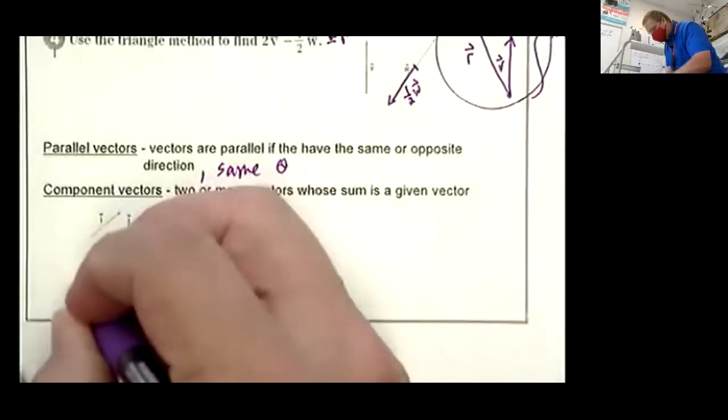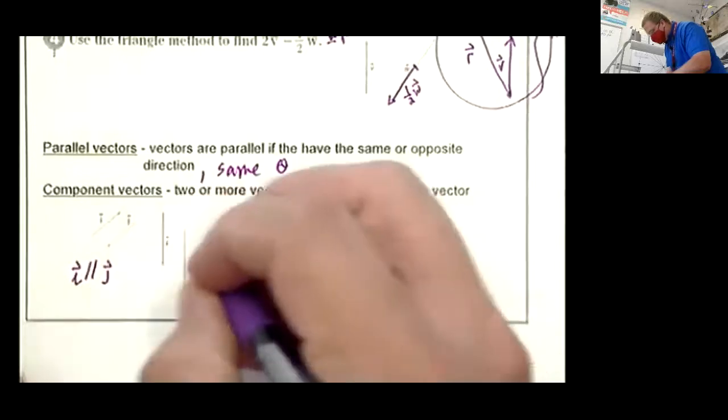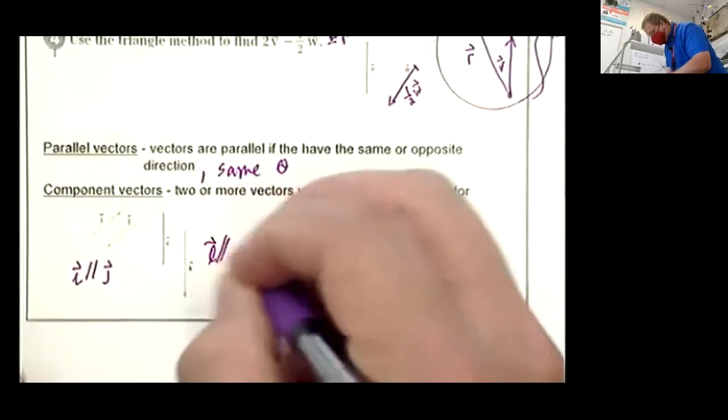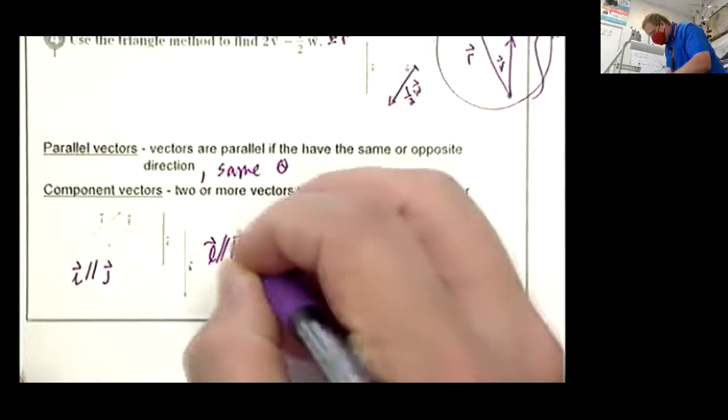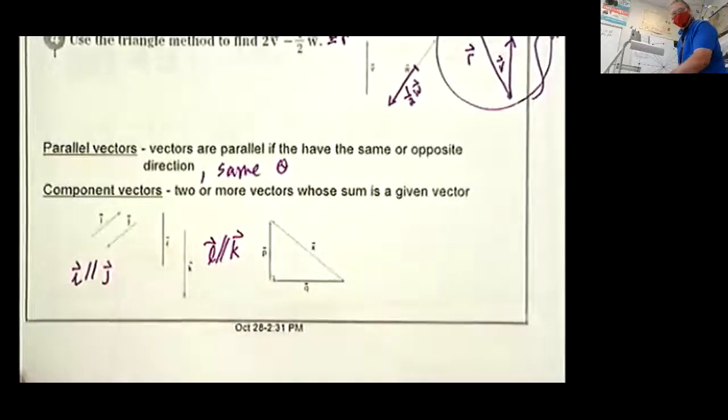On the first part, we would say then the vector I is parallel to vector J. Vector L is parallel to vector K. Again, note they don't have to be going in the same direction to be parallel.